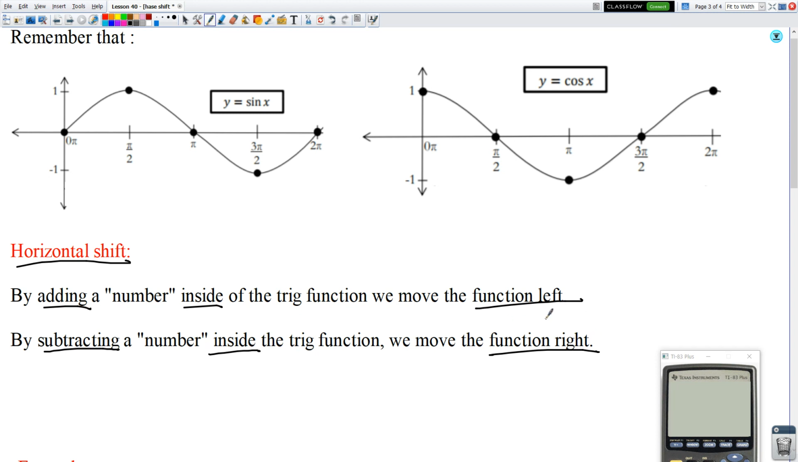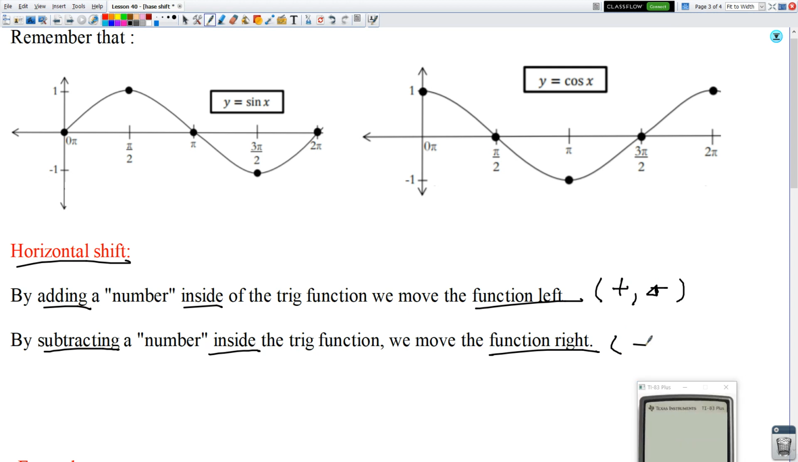So this is something that students sometimes get confused about, because you think that if you add, you move to the right, because the positive numbers are on the right side of the number line. But no, in this case, if you're adding inside the function, you're going to move your graph to the left side. And if you're subtracting, you're going to move it to the right side. So when it comes to horizontal shift, if you add, you move to the left, and if you subtract, you move to the right.